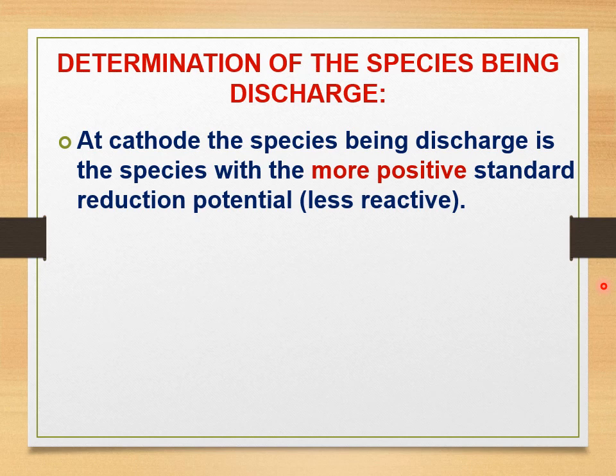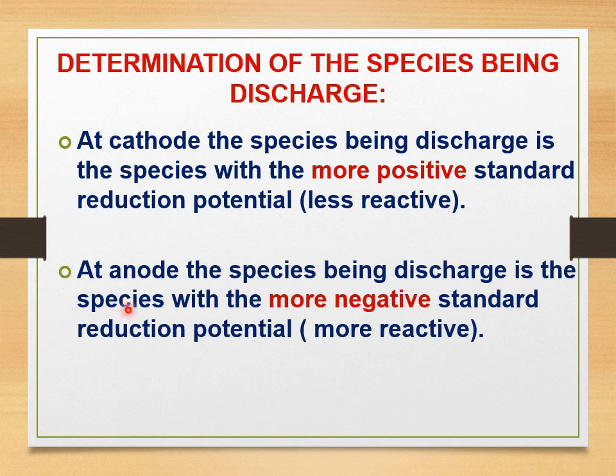How do we know which one will be discharged? Just like the galvanic cell, we compare the species at the cathode and the species at the anode. At the cathode, where reduction will happen, the reduction potential, the E° red, must be larger, or more positive. But at the anode, the species being discharged would be the species with the more negative standard reduction potential, so it has a lower value of E° red. It is more reactive, so it would be discharged.